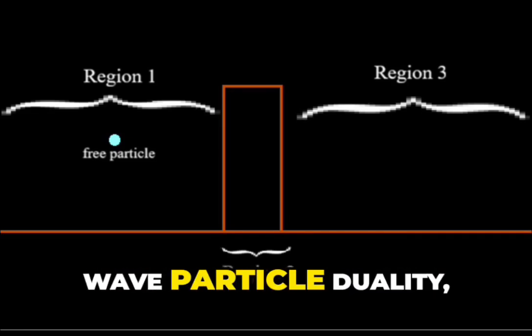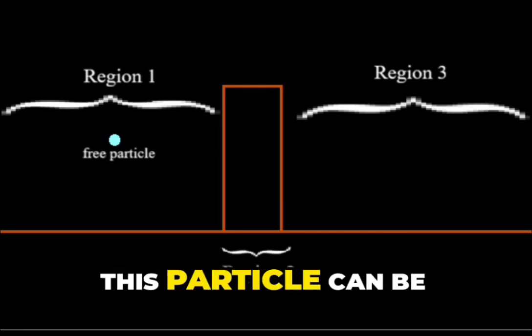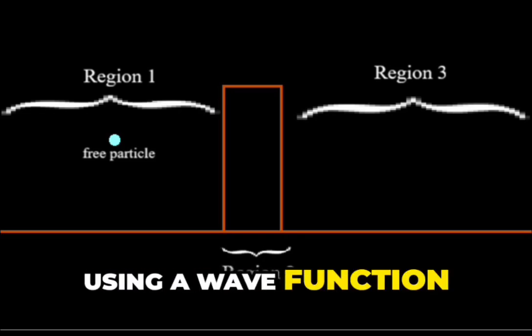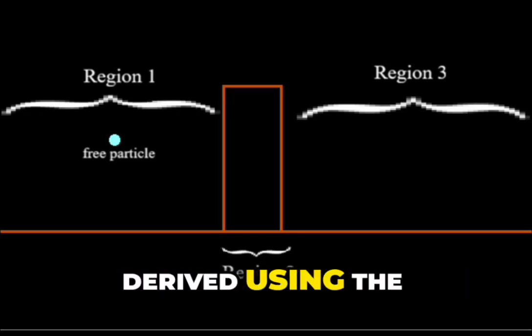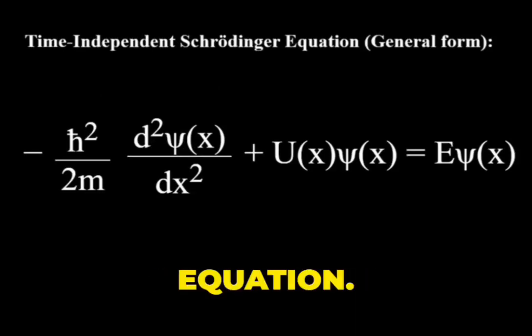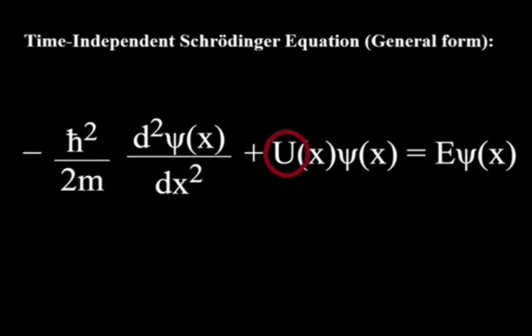Since we talked about wave-particle duality, this particle can be represented using a wave function which describes its state. These wave functions are derived using the Schrödinger equation. This is the general form of one. Here U represents the potential.